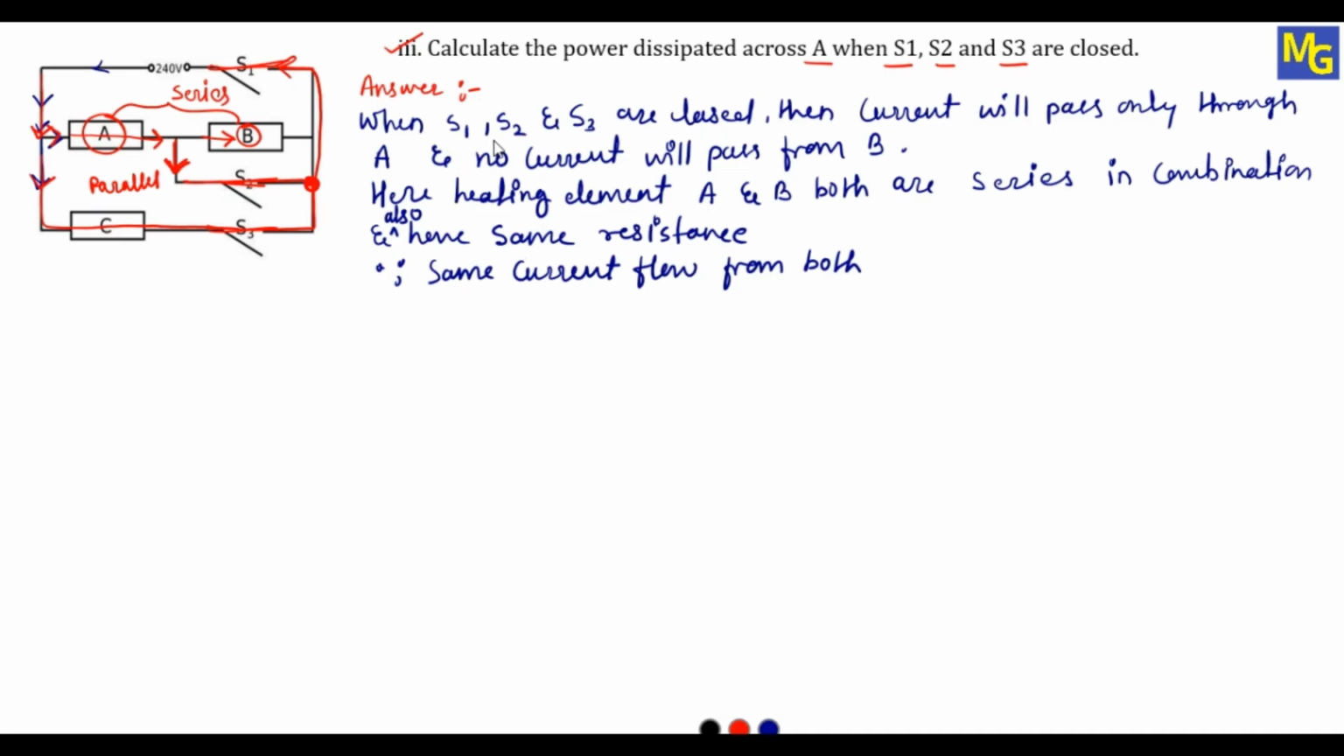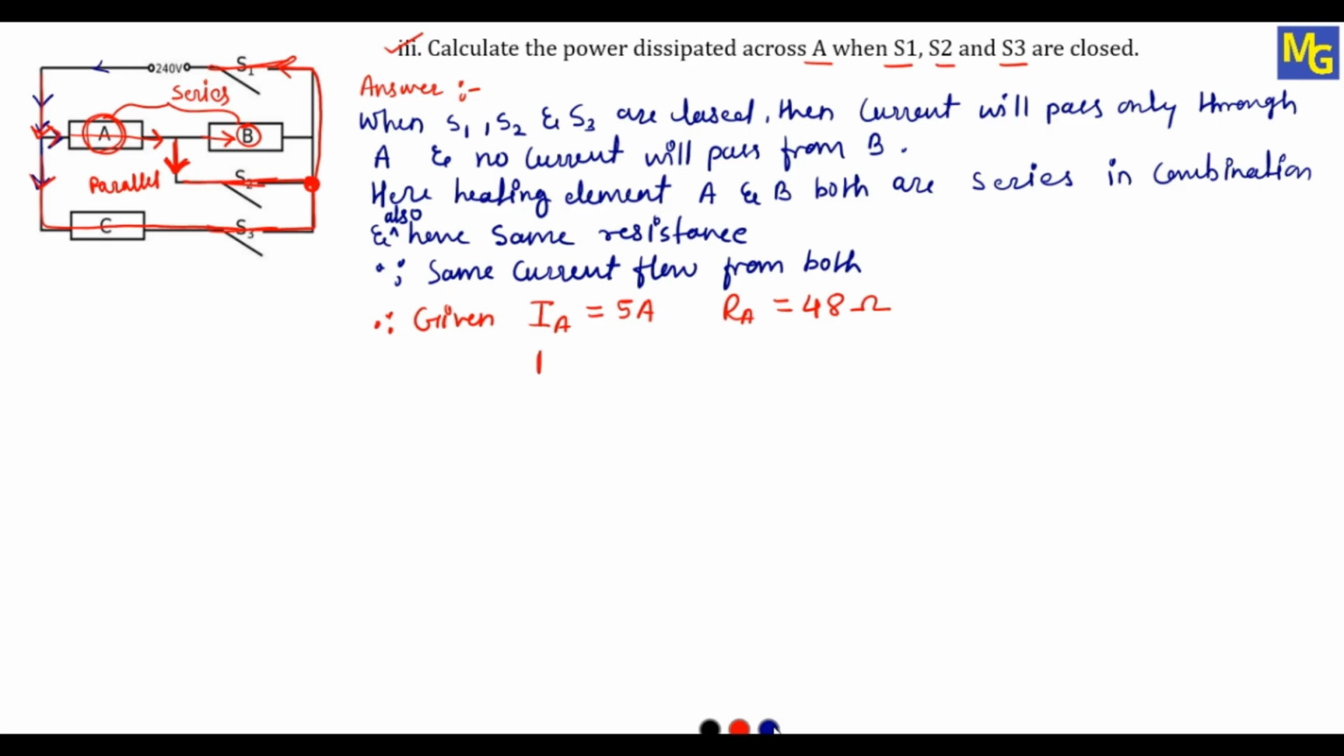I have written here, when S1, S2, S3 are closed, then current will pass only through A, and no current will pass through B because the current is going to move down towards the S2 switch. Here heating elements A and B are both in series combination and also have the same resistance. Therefore, the same current will flow through both. So now we will write what is given. We have current IA, which is 5 ampere. Then we have RA, resistance, that is 48, because for only one heating element we have to calculate and the resistance is 48. And power we have to find out.